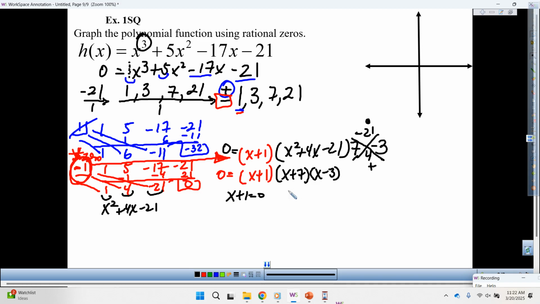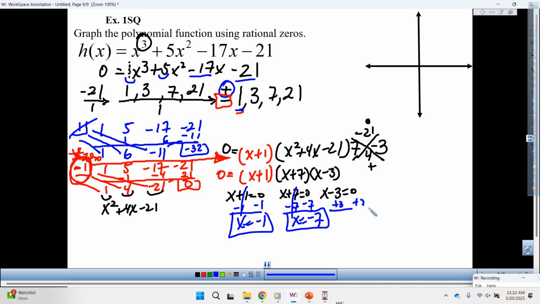x plus 1 equals 0. x plus 7 equals 0. x minus 3 equals 0. Let's solve. Minus 1, x equals negative 1. Minus 7, x equals negative 7. Plus 3, x equals 3. And how many zeros do we have? 1, 2, 3. That comes from where? f of x equals x cubed. So, where do we start in our graph and where do we end?